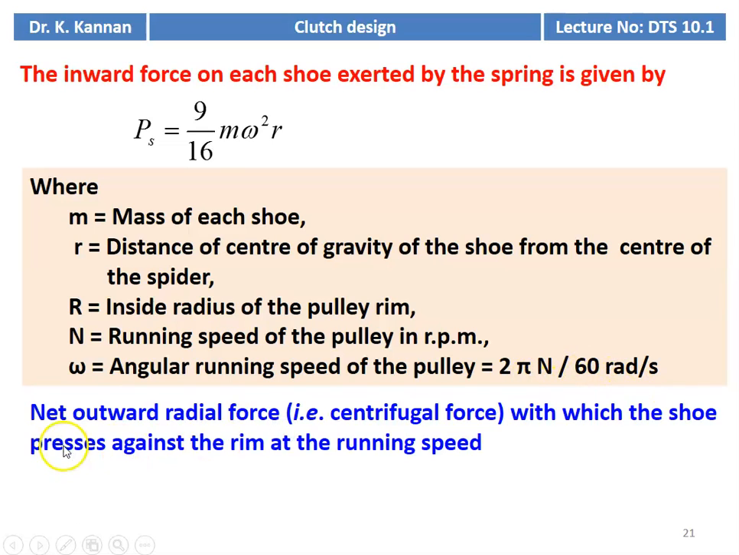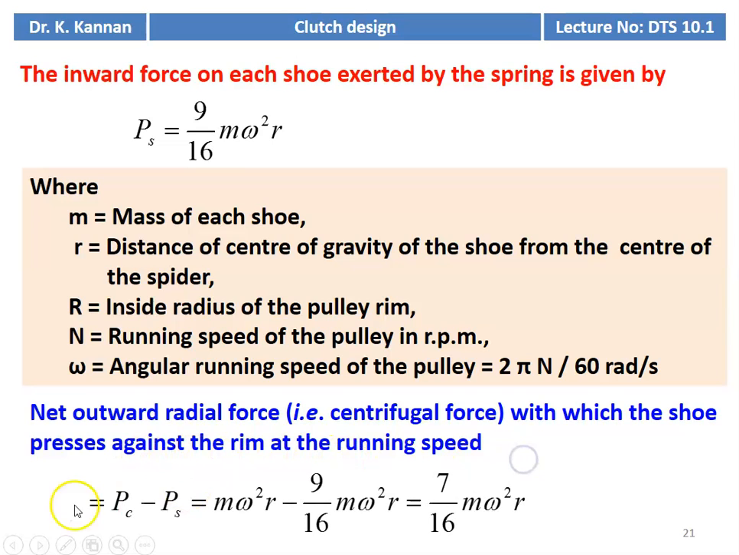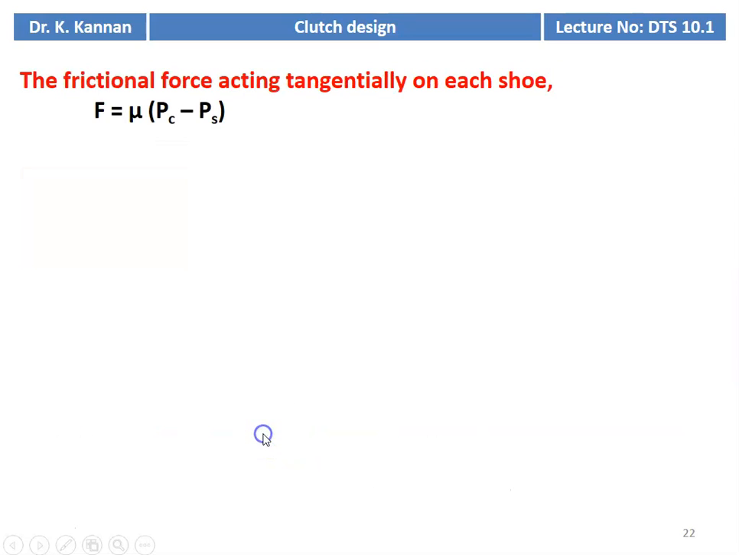Now the net outward radial force, the centrifugal force with which the shoe presses against the rim at the running speed, is equal to Pc minus Ps, which is m into omega square r minus 9 by 16 m omega square r, equal to 7 by 16 m omega square into r. This is the net outward radial force or the centrifugal force.